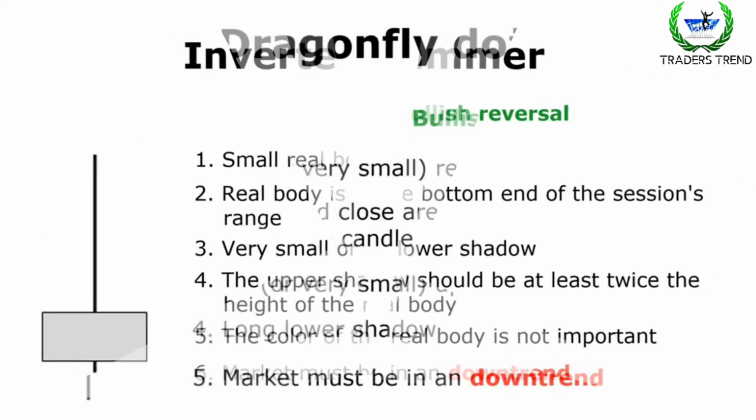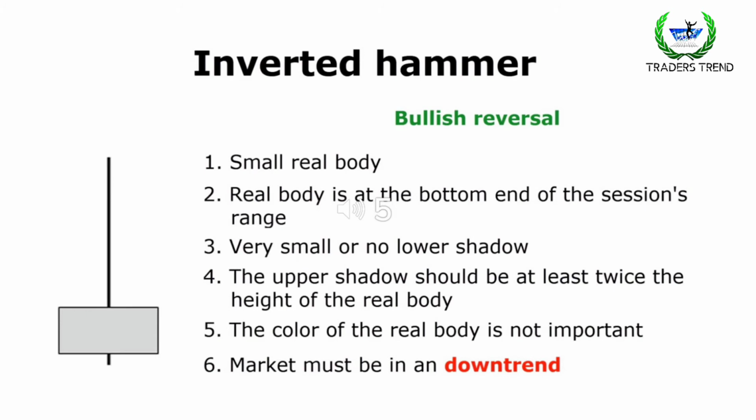And the next one is the inverted hammer. Inverted hammer is a bullish reversal candlestick. It has a small real body at the bottom end of the session, and very small or no lower shadow. The upper shadow should be at least twice the height of the real body. The color of the real body is not important, but green is most effective, and the market must be in a downtrend. These are the criteria for the inverted hammer.